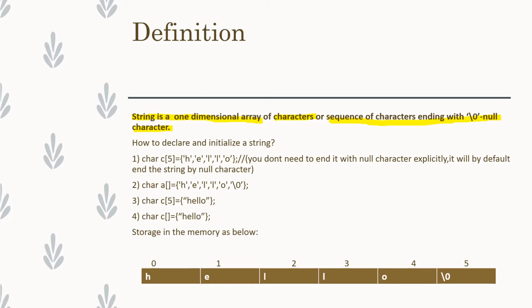That is, hello is mentioned as H, E, L, L, O, and every letter here is mentioned in single inverted commas. See, you can see H, E, L, L and O, right? So whatever characters you want to include, you have to mention them separately by comma and single inverted comma. As we have seen in the definition of string, the sequence of characters ends with a null character, right? But you don't need to end it with a null character explicitly. It will by default end with a null character.